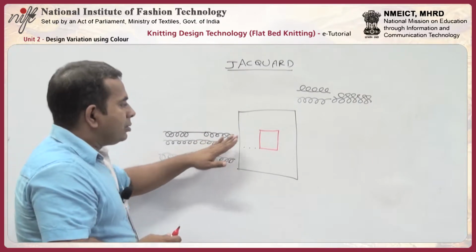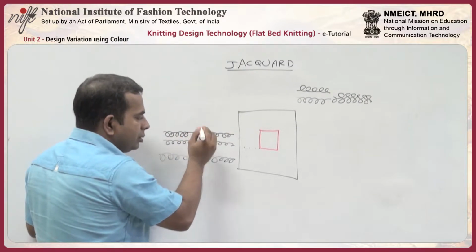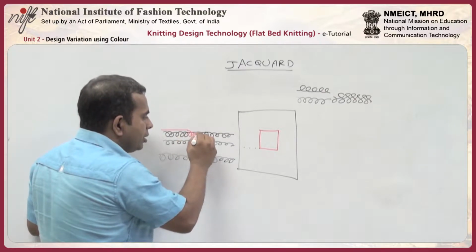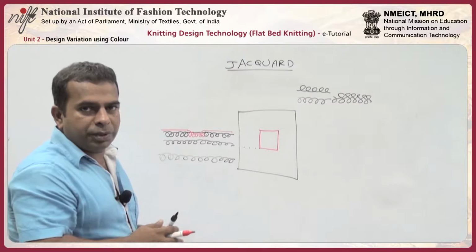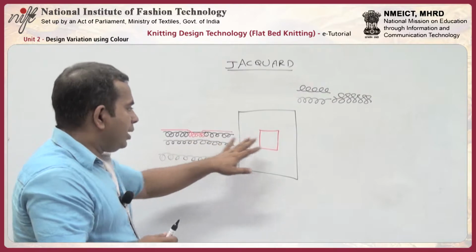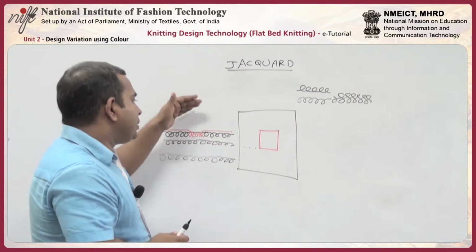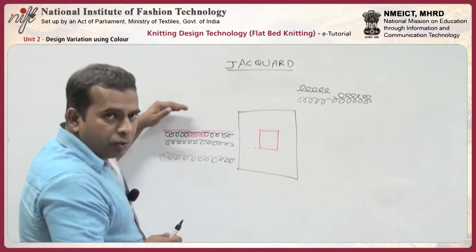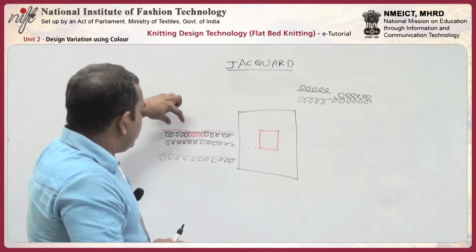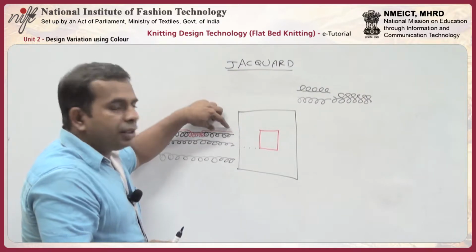Now after that, we will take the red color feeder. We will select the missed out needles. We'll create a long miss here, and then knit here, and again create a long miss. Now from the front side, it looks very much like what we want. We have black, then red, again black. On the back side, you will have long floats of yarn because of the long miss we had. So there will be red yarn floating, black yarn floating, again red yarn floating here.